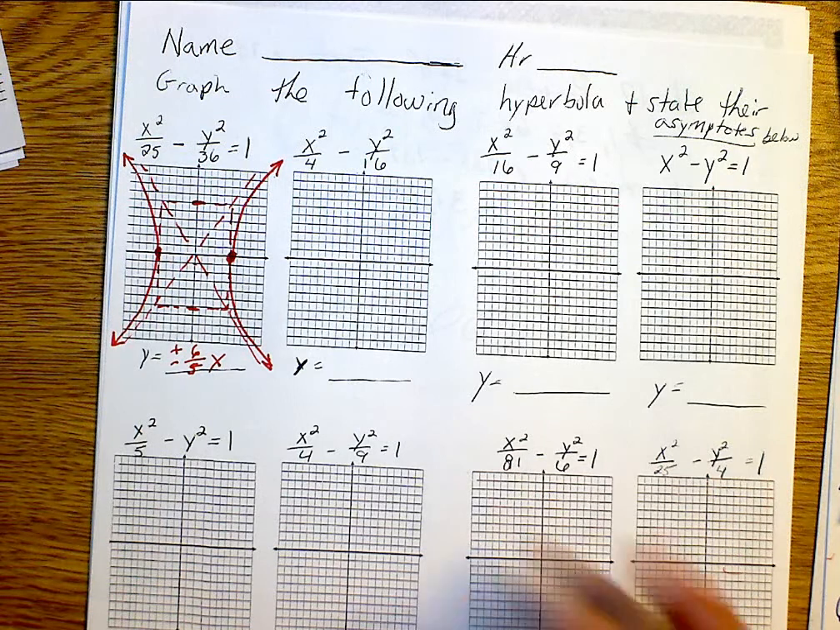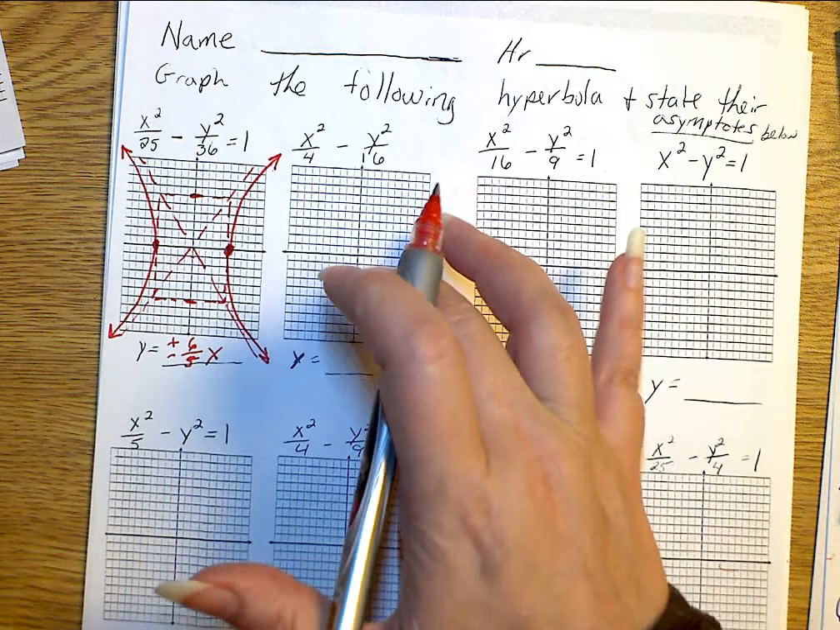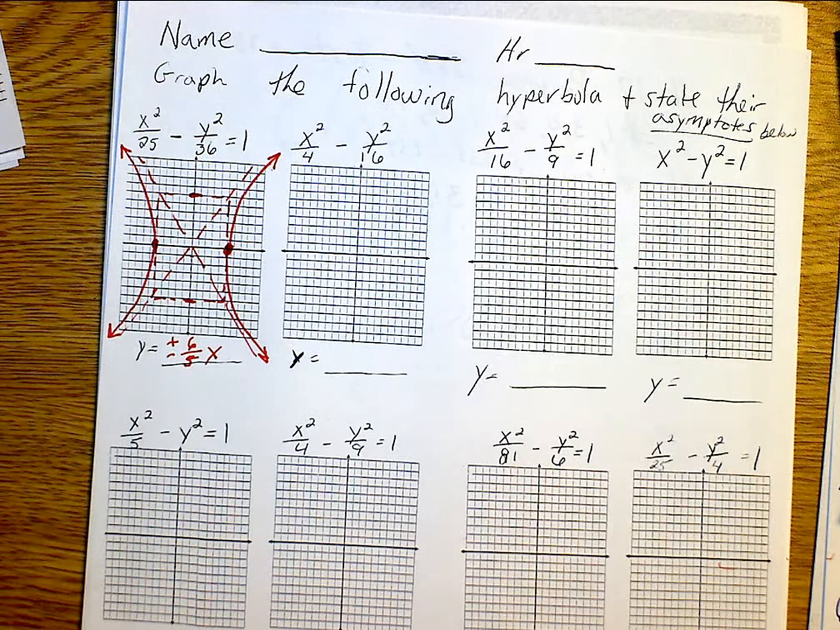I want you to try to do the second one. Do the same exact thing. See if you can draw it and do the asymptotes.